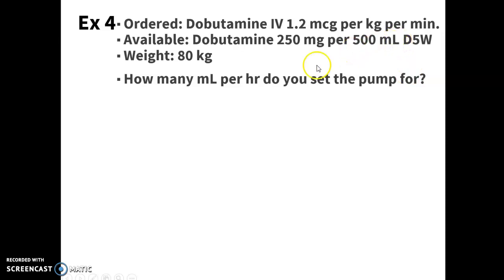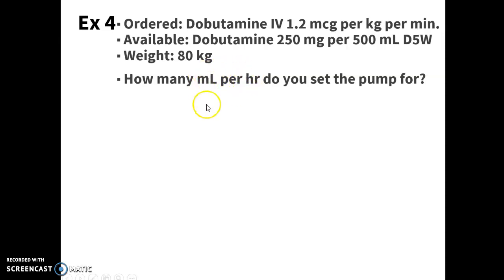Okay, so this is a weight-based drug, right? I mean, it's written microgram per kilogram per minute. Our patient weighs 80 kilograms, but a patient who weighs 100 kilograms is going to get a different setting for milliliters per hour. So these are weight-based drugs. All right, the question says, how many milliliters per hour?